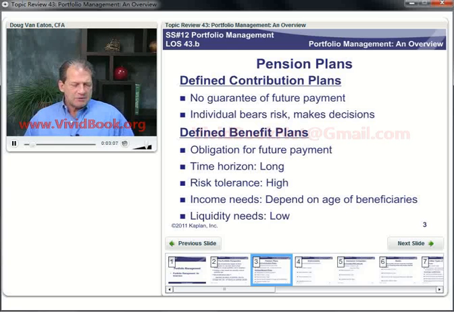Now in a defined benefit plan, there's actually an obligation by the employer for future payment. It has a long time horizon, risk tolerance is high, and the income needs really depend on the age of the beneficiaries. If you've got a young workforce still contributing to the plan, then the income needs are very low, and the liquidity needs are typically low. It's fairly easy to predict what the benefits are going to be, what benefits are going to need to be paid out over a number of years into the future.